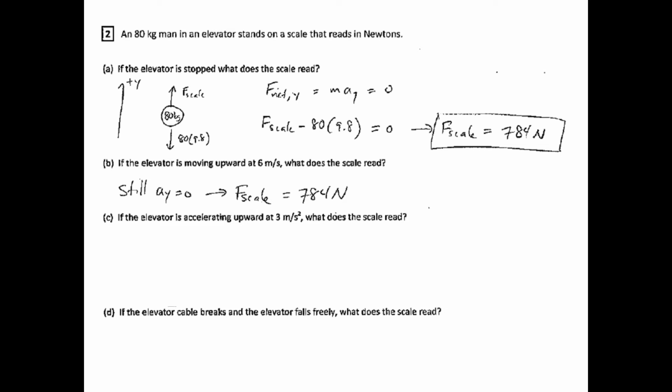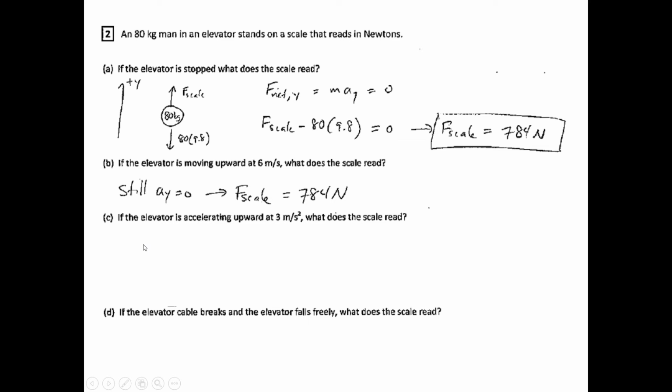You have some experience with this where if you're in an elevator just standing there and the elevator's not moving, you feel normal. If the elevator's moving up at constant speed, once it's reached its cruising speed and is moving at a constant rate, you also feel normal, other than the vibration of the elevator, but you don't feel heavier or lighter than normal. So the scale reads what it normally reads as long as you're not accelerating.